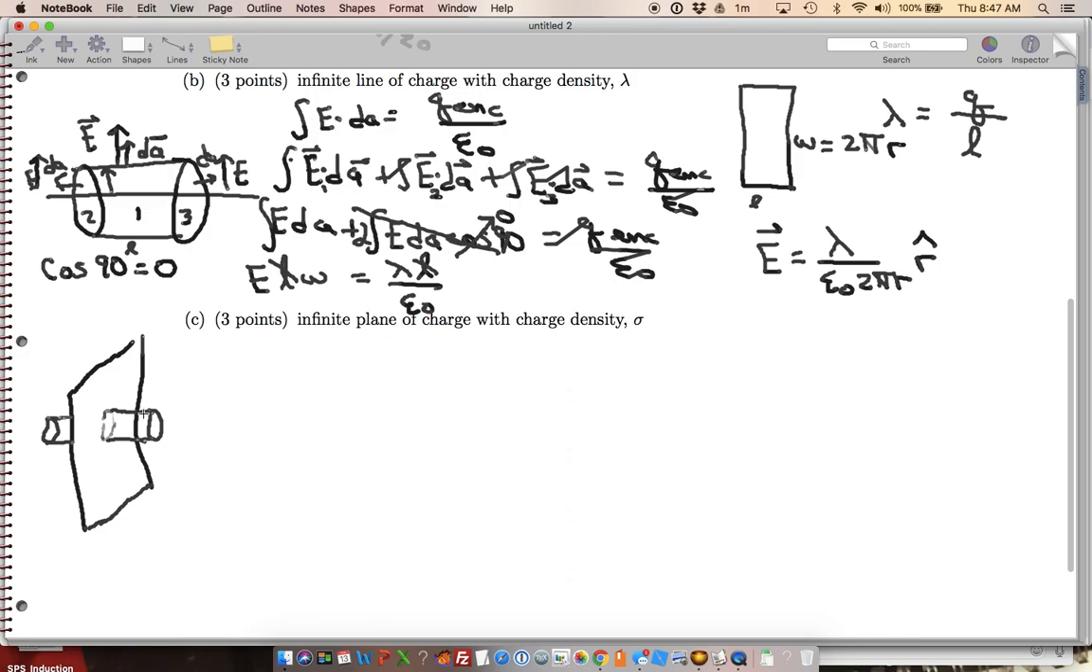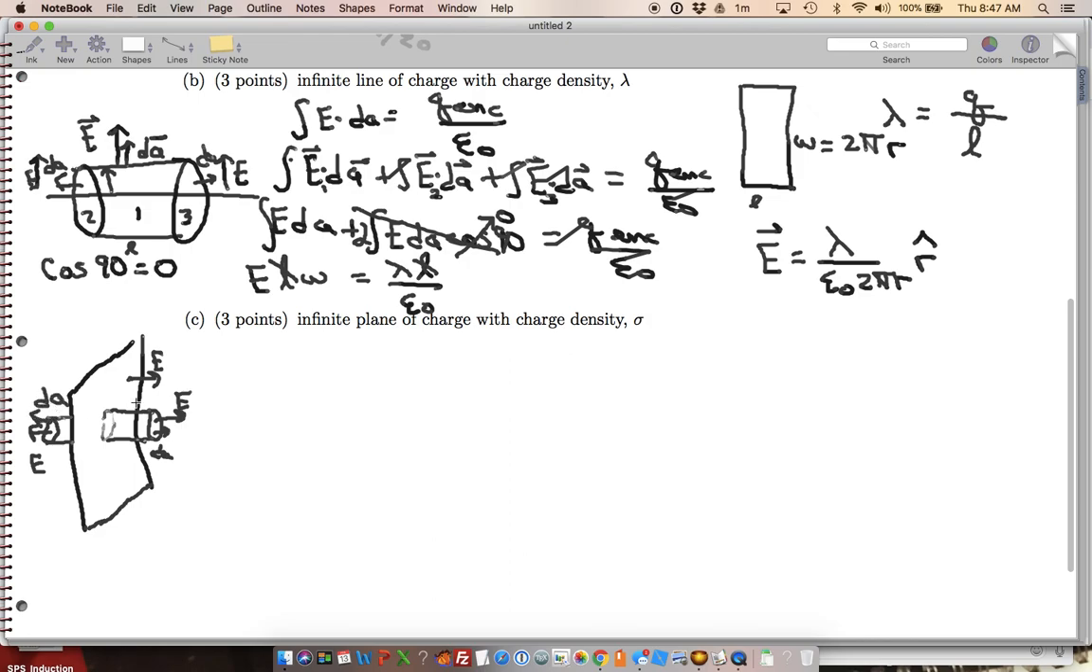So now I need to think about here. My electric field points away from charge. This is a positively charged sheet, so my E field is going to point away. So my E here is going to be pointing this way, and my dA is going to be pointing this way. So this is dA, this is E. Same thing here. My sheet is positive, so it's going to be pointing away on the back side. So my E is going to be pointing this way, and my dA is going to be pointing that way too.